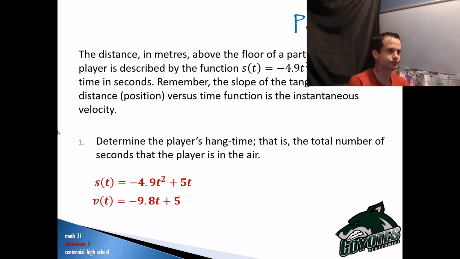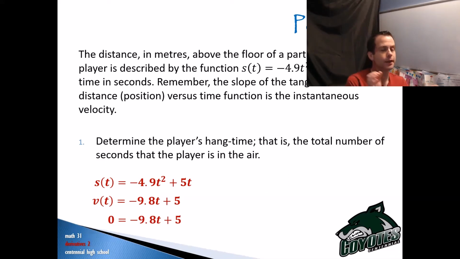Now, I want to take that velocity function and plug in 0. Now, if I'm plugging 0 in for the velocity, I want you to think about what I just did. Where in this graph would the velocity equal 0?